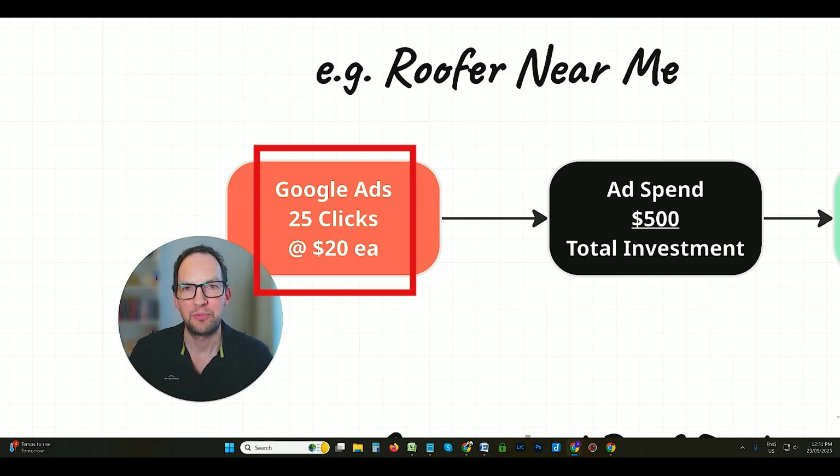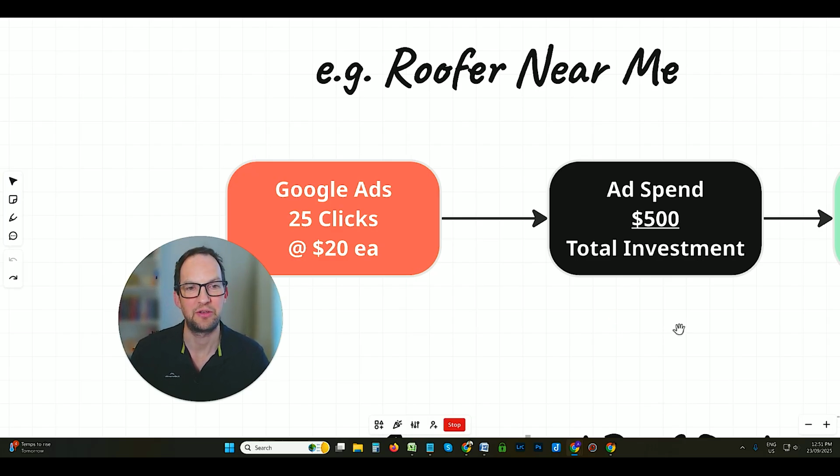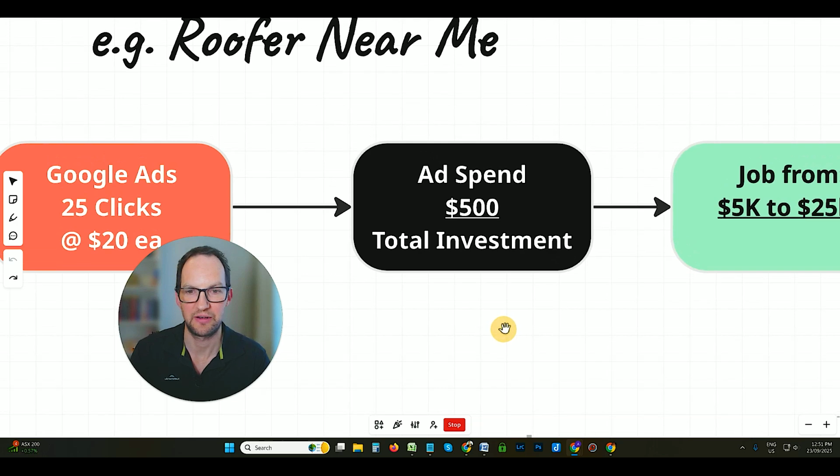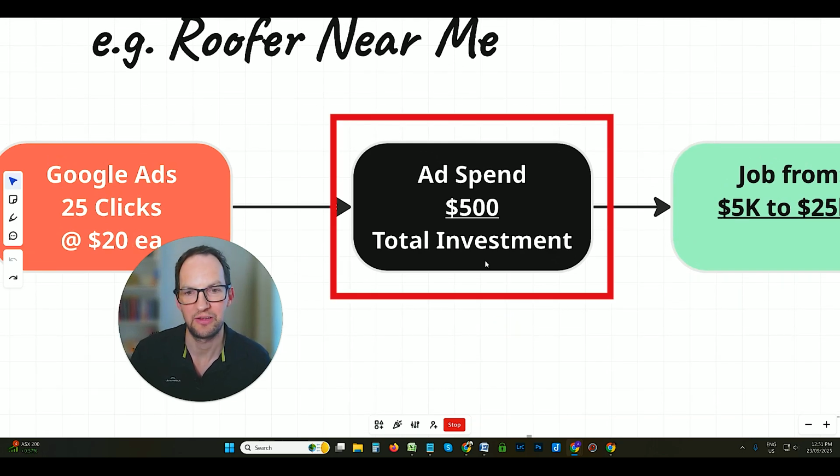Now, on average, we're going to say it takes 25 clicks to get a client. Now, that's going to fluctuate depending on how well your landing page is set up, how optimized your Google Ads campaign is, and also your internal sales process and how good you are at turning phone calls into paying customers. So if we take 25 clicks at $20 each, that's a total ad spend of $500 to get that client. So 25 times 20 is 500.